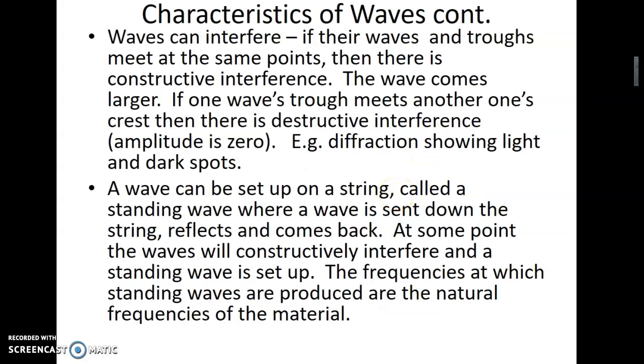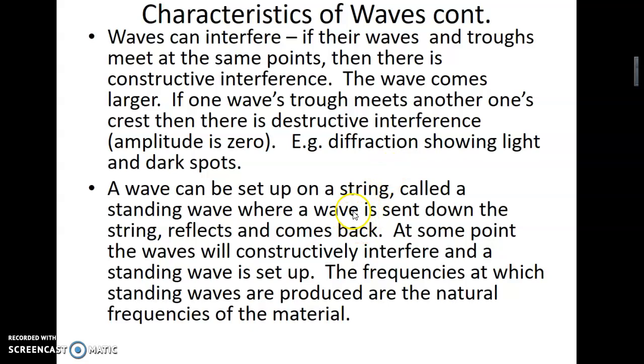A couple of things too that we mentioned before. Waves can interfere. If their crests and troughs meet at the same point, then there's constructive interference, like resonance, and the wave becomes larger. If one wave's trough meets another one's crest, then there's destructive interference, and the amplitude is 0. They cancel each other out. And then of course there's in between there too, which we could talk about beats. I think we're going to skip a lot of this, but we'll hit on some important points here.